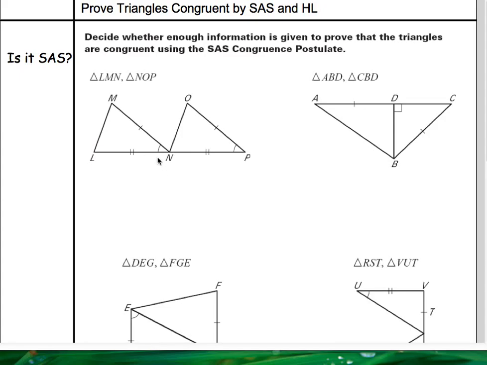Of the notes, they want us to decide whether enough information is given to prove the triangles are congruent using the side angle side congruence postulate. So they're telling us the postulate to use. Again, remember, most of the time we're going to be identifying which postulate can be used, or if the triangles are congruent at all. So usually they're not going to be pointing out which one to use. But here they're testing us on beginning to use it and is it working for the picture.